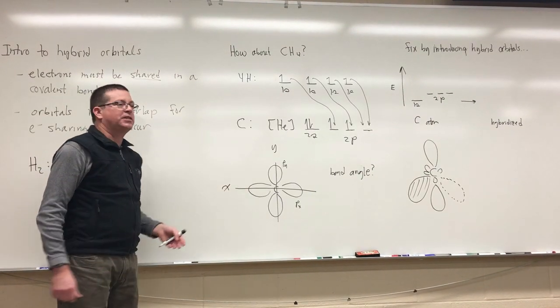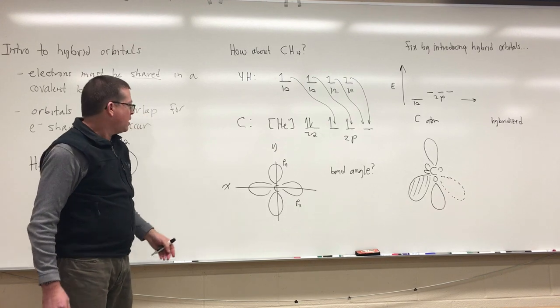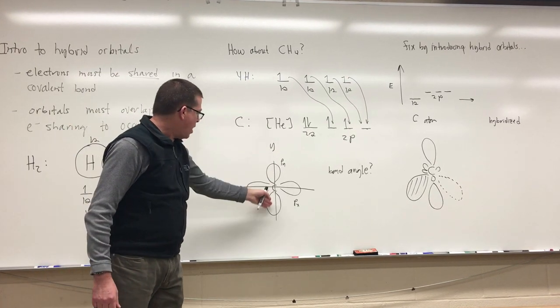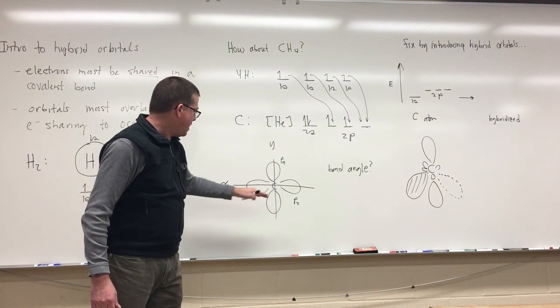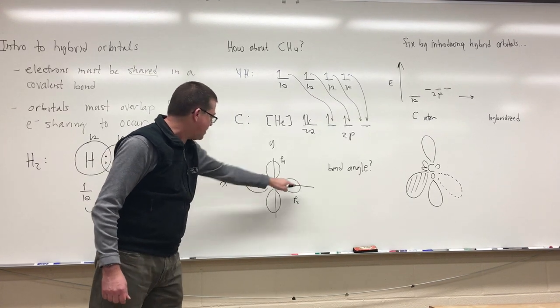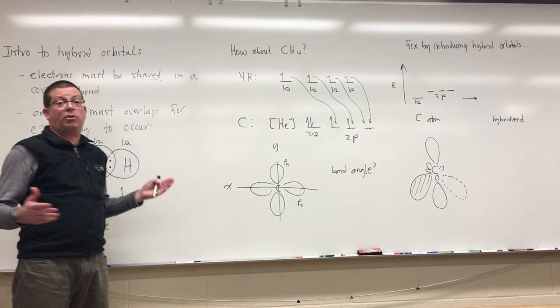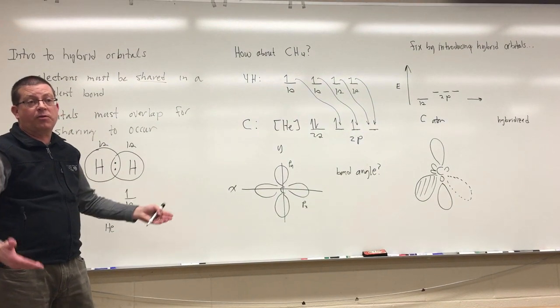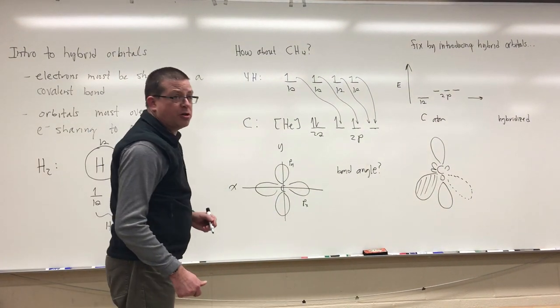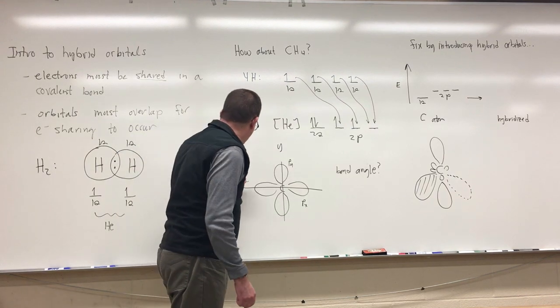For the sake of simplicity, I'm just going to show you two of these. All right, so we've got the PY orbital going up and down, and we have the PX orbital going side to side along the X axis here. Now, if we bring S orbitals in, and we let them overlap with these, I'll just show you two so you can get the picture of how this might work.